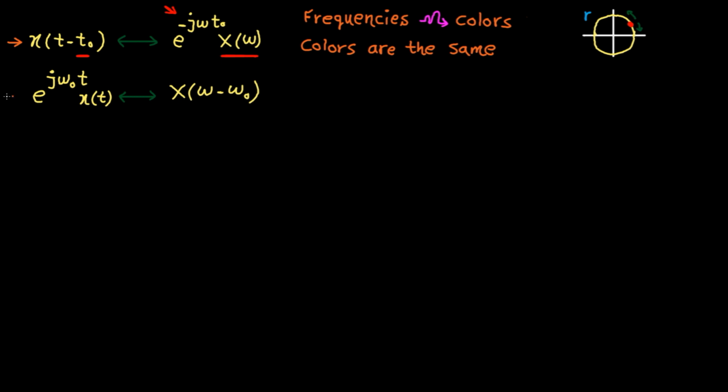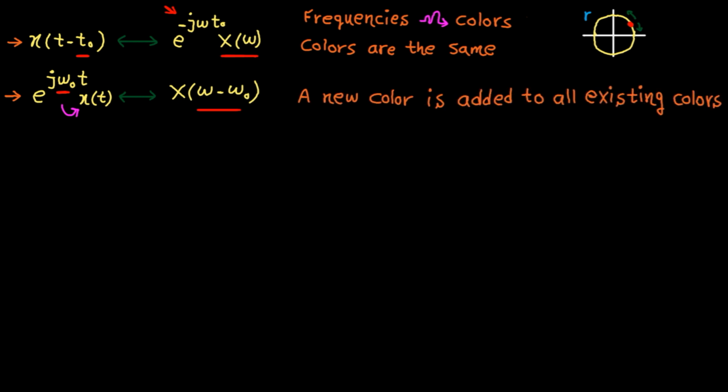Now let's look at the frequency shifting property. If you consider this frequency as a specific color, by multiplying this term with x(t), you are basically adding a new color to all existing colors in x(t). That's why the whole color or frequency spectrum is shifted by omega naught. Again, just to visualize this property, imagine a new color is added to all existing colors. Let's move on to the next property.